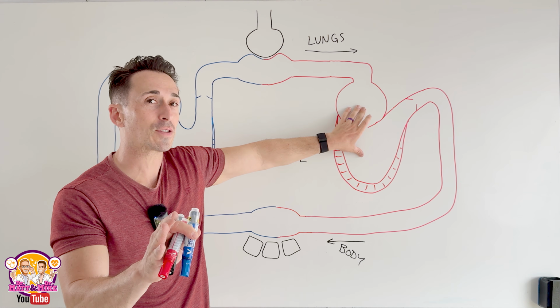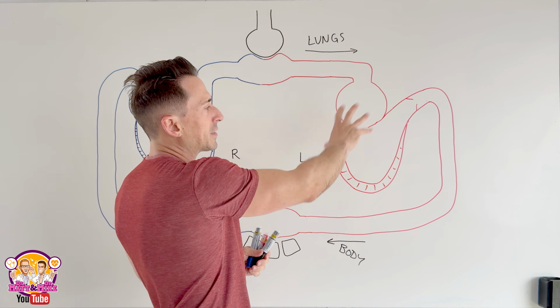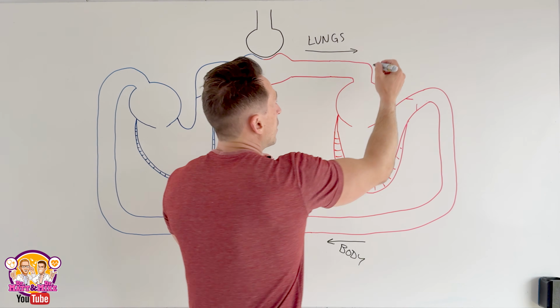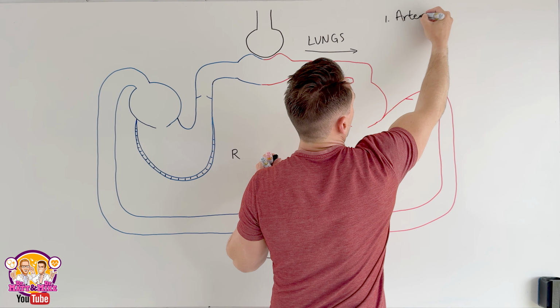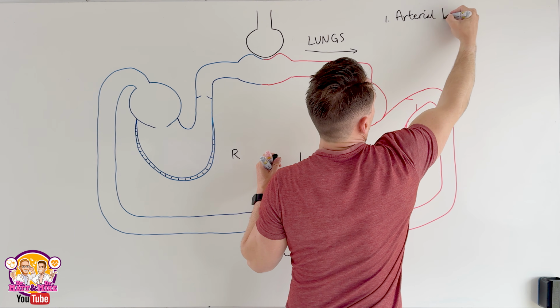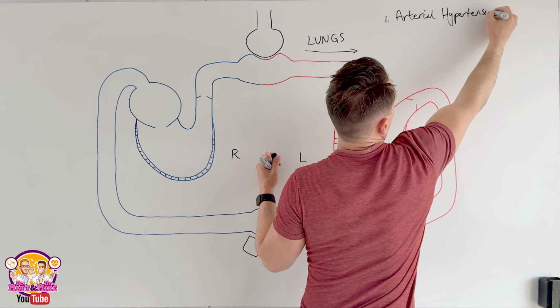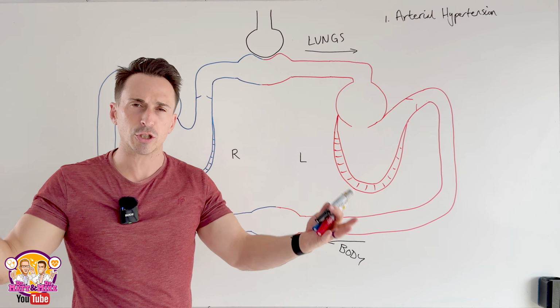Now, let's look at left side heart failure and some of the causes so that it makes sense. Anything that can affect that is going to cause left side heart failure. So let's focus on our first one. First one that we want to focus on here is arterial hypertension. So hypertension is high blood pressure, but it's referring to chronic, right? High blood pressure over time.